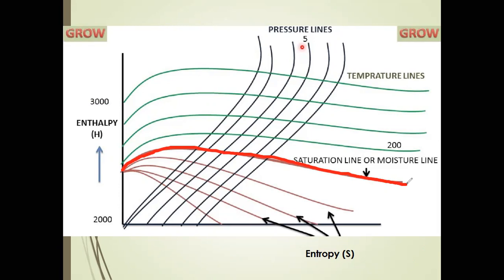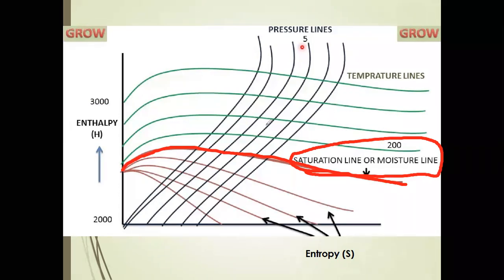So the bold line basically represents the saturation line or the dry steam line. Remember, the bold line, only one line throughout the whole graph or whole chart, only one line, that is the dry steam line or the saturation line, only one line.